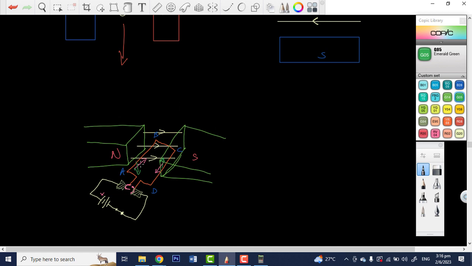Alright, so the question says: explain the function of a simple DC motor. So this would be the diagram that we would draw. And usually once you draw a diagram, you'll have to label it up.